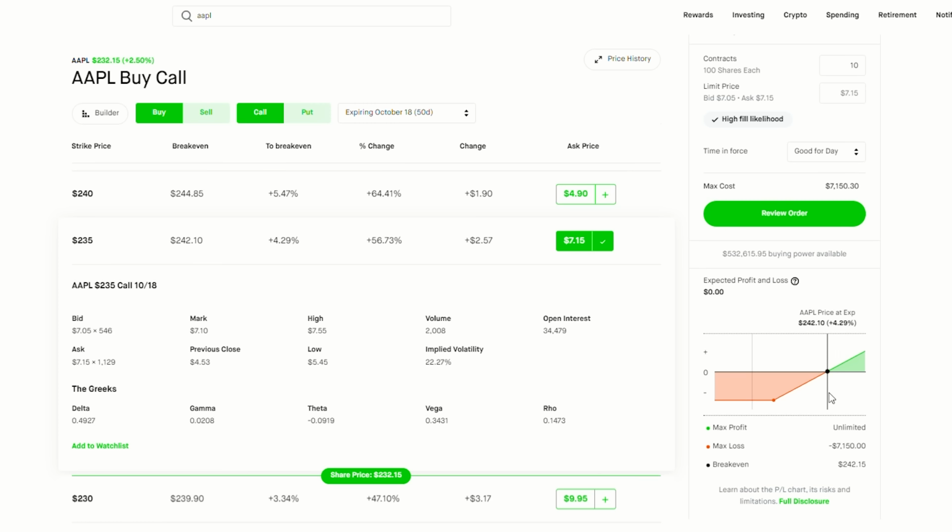But wait, you can actually make money at any time, and you can take a profit on the option before expiration. This right here is actually what happens at expiration. So if the option goes until the last day of expiration, if it's at 242.10, you've broken even. If it's anything above, you've made a profit.